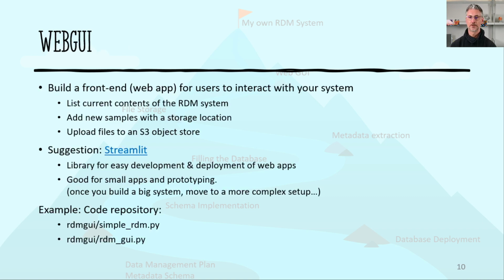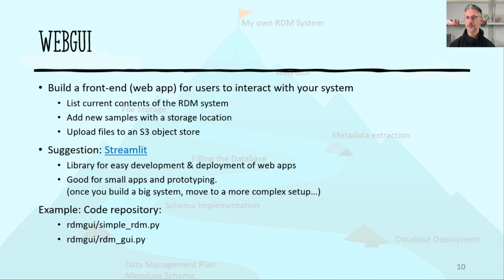And finally, you need to bring everything together, right? The user doesn't want to interact with the S3 storage themselves and with the database directly, so you need to build a front end for them, our little web app. So this is what users will use to interact with your own RDM system. So, for example, you could list the current contents of the RDM system, add new samples and storage locations, upload files to an S3 object store, extract metadata and so on.